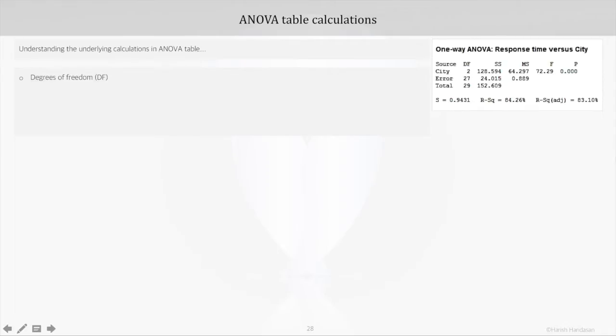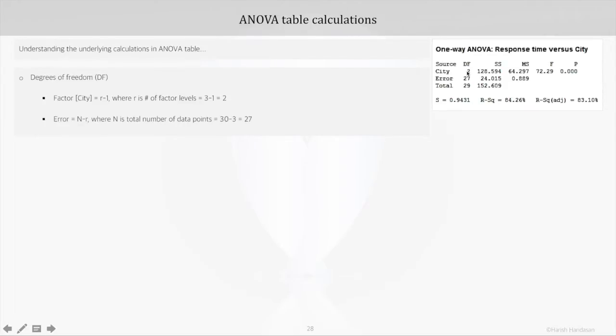We would know that it defines in how many independent ways a factor can vary. So for city, which is the factor here, it would be 1 less than the number of levels, r. That is r minus 1. In this case the factor city has 3 levels because we have 3 cities in the example. So the degrees of freedom for city would be 3 minus 1, that is 2. That's what is shown here.